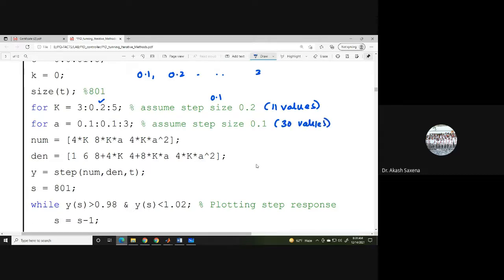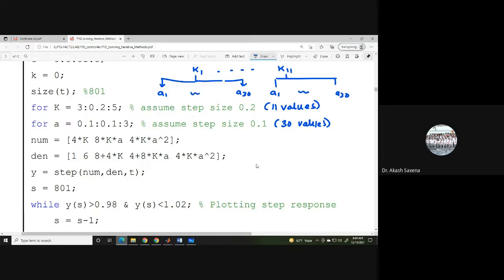So what I have done here is made my initialization, and the design parameters are initialized in such a manner that for every value of k, from k1 to k11, I will be checking the feasible value of a from a1 to a30. So this is a design problem which I am conducting. This is 11 values, this is 30 values.